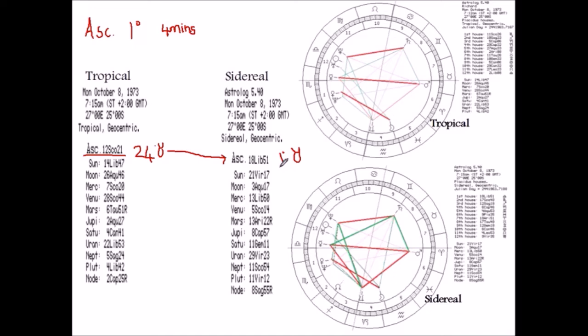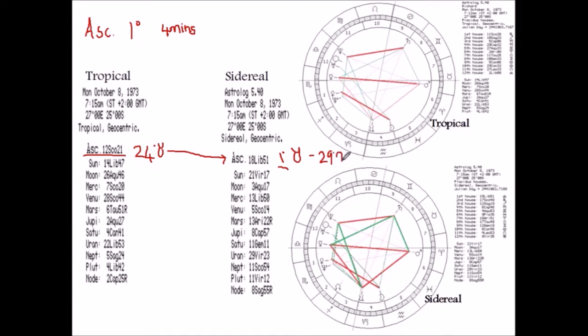Okay, but this 1 degree business should get us very concerned, because only if the time of birth is definitely not more than 4 minutes out, only then can we be sure we have the right result. Because if this person was born, let's say, 5 minutes earlier, then the ascendant would actually be 29 degrees Aries.